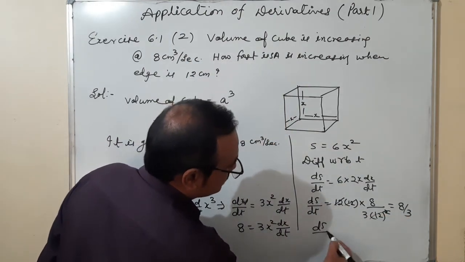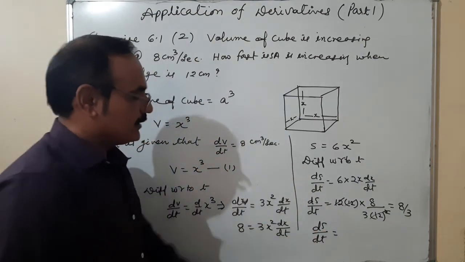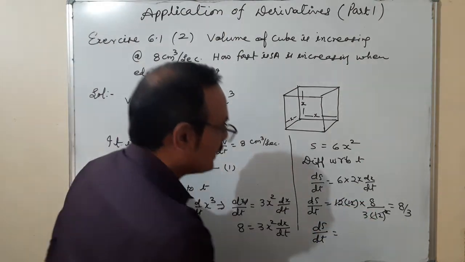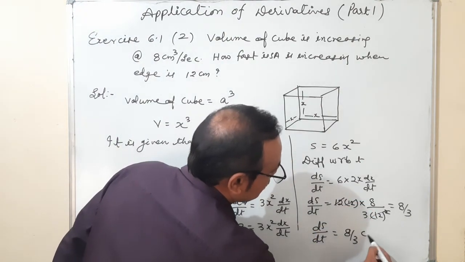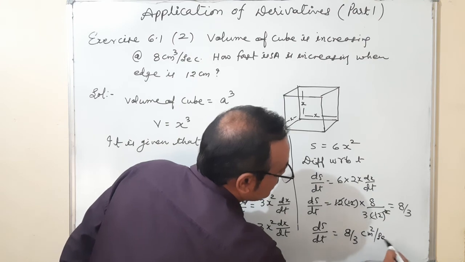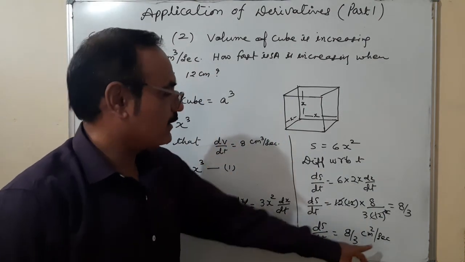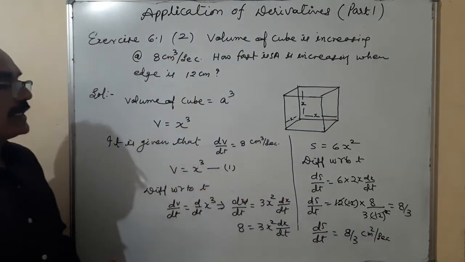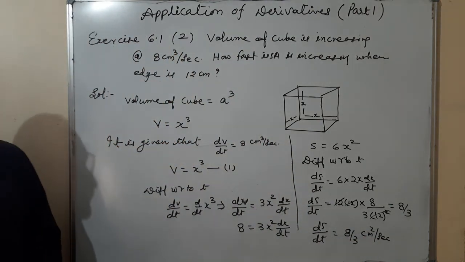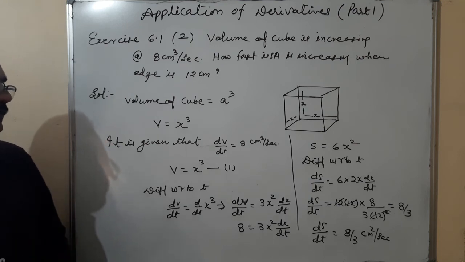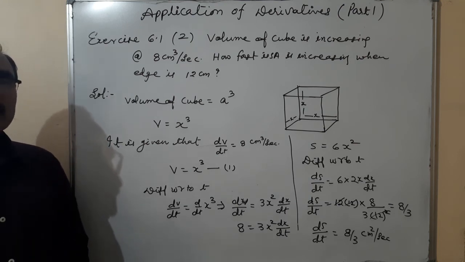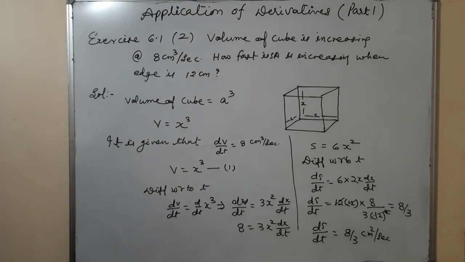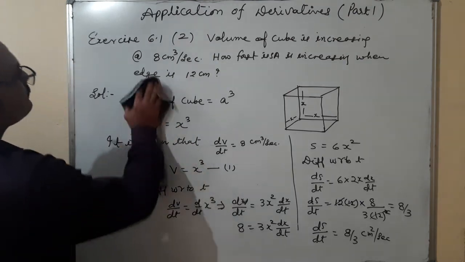ds upon dt. ds, s is what? Surface area. Its unit is centimeter square. So what to write here? 8 upon 3 centimeter square per second. Time is measured in seconds here. So 8 upon 3 centimeter square per second. So what does it mean? Its surface area is increasing at the rate of 8 upon 3 centimeter square per second when the edge is 12 centimeter. Okay, clear?